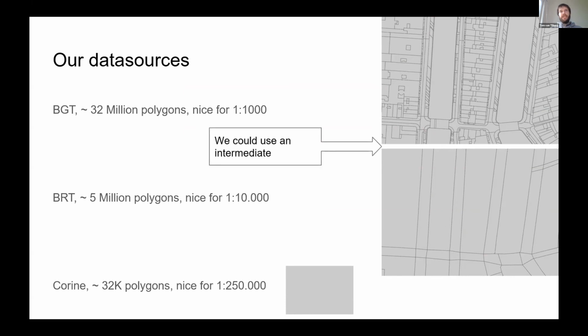So we could use an intermediate level, and that is what I'm going to show you now. We started working on dealing with these 32 million polygons to make it a little bit more smooth to run in a database before we start handing out vector tiles.